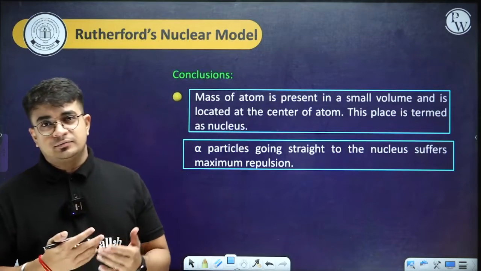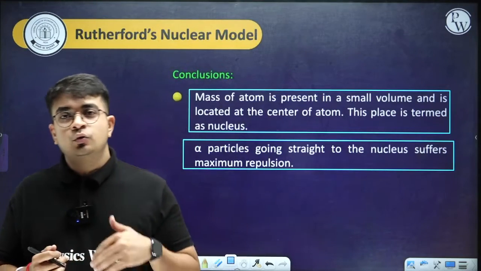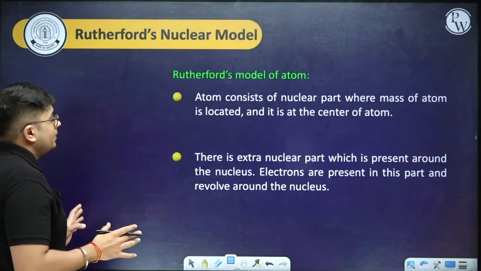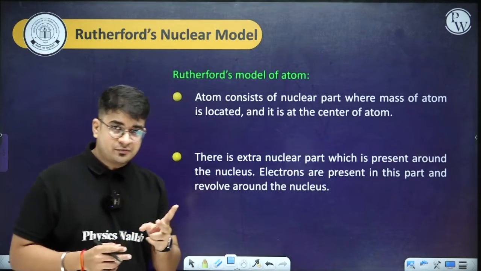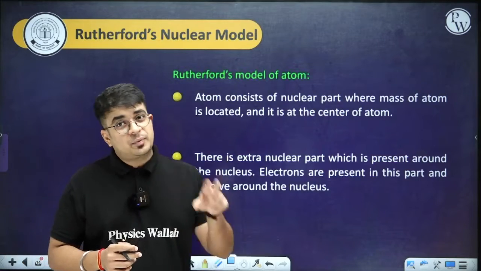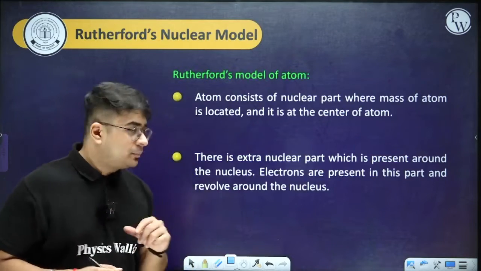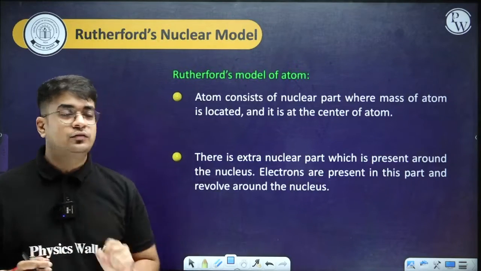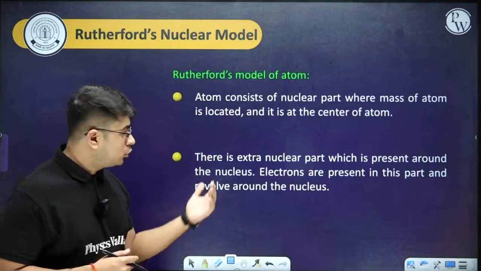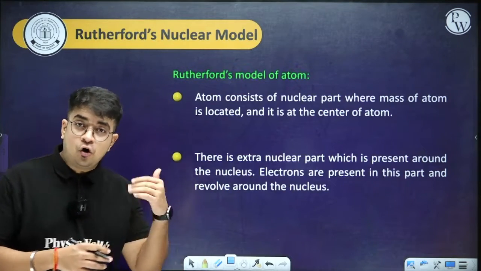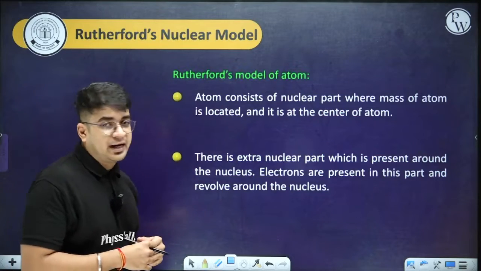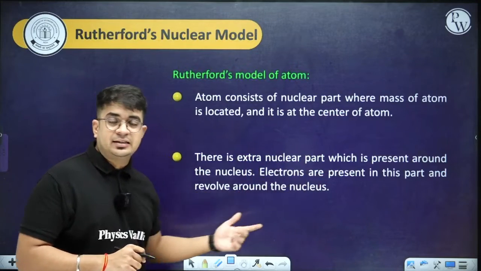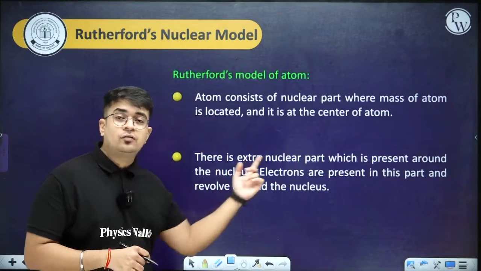Now, that was the time when Rutherford decided to give his nuclear model after these experimental results. So, he simply said that the atom consists of two parts. The first part is the nuclear part and the next part is the extra nuclear part. The nuclear portion is present at the center of the atom, and the extra nuclear part is present around the nucleus. All the protons, which are positively charged, are concentrated at the center of the atom, which is the nucleus, and electrons are present in the extra nuclear part and revolve around the nucleus.